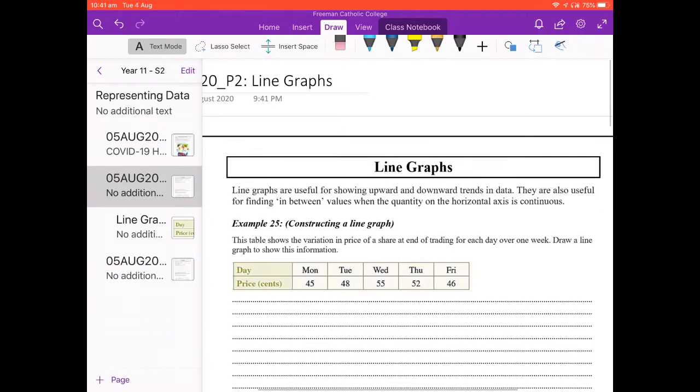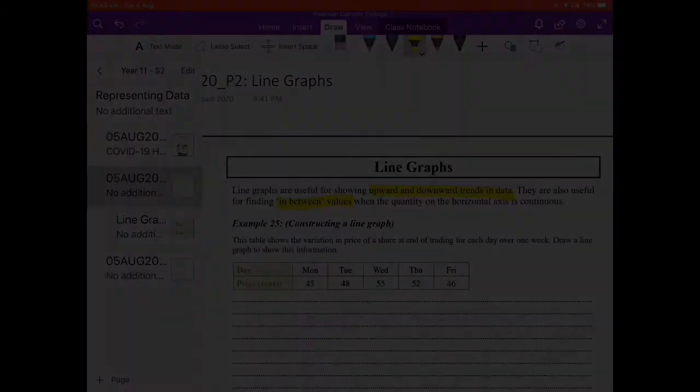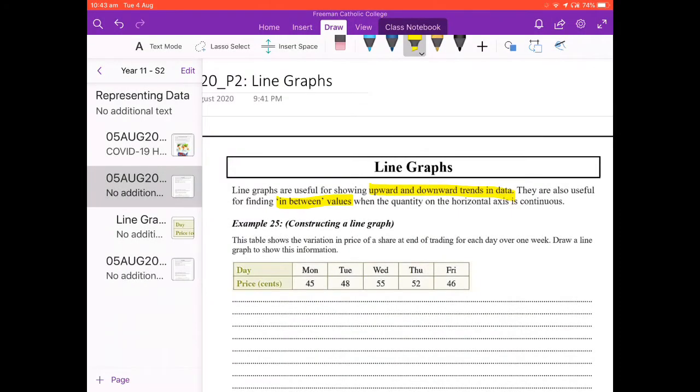Line graphs are useful when showing upward and downward trends in data. They are also useful for finding in-between values when the quantity on the whole. Back a couple of years ago, you may have looked at types of variables. Line graphs are good for numerical continuous data.